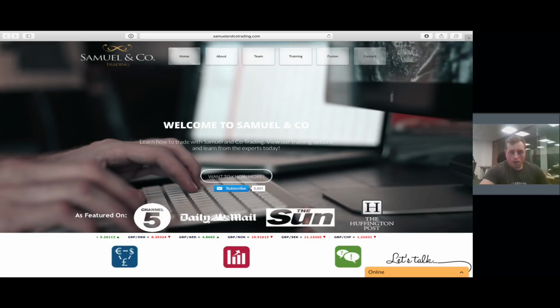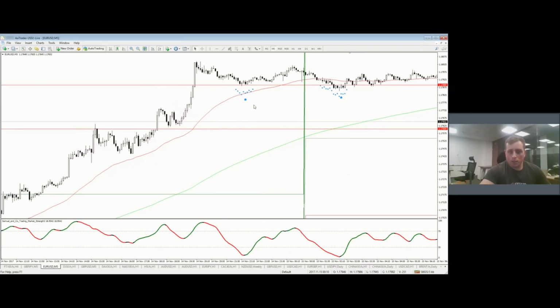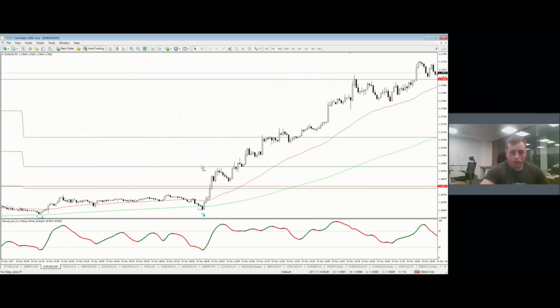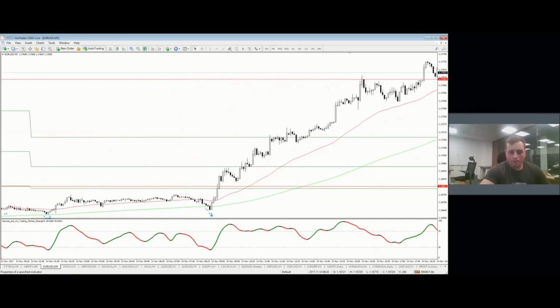So let's go back and have a look. This one again was a nice winner to the upside. It told us to enter in here and exit over here. Now, if we go back again, what I'll do is update these pivot points so that they show slightly more days. So we can see the pivot points coming back.